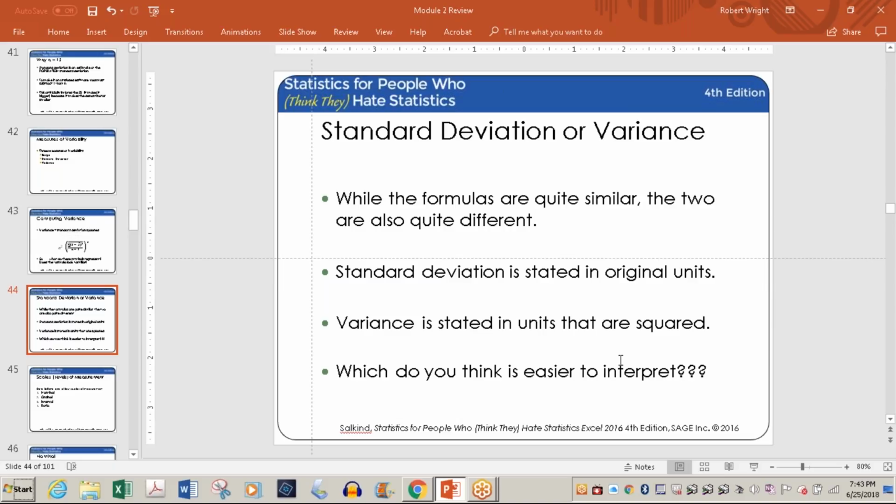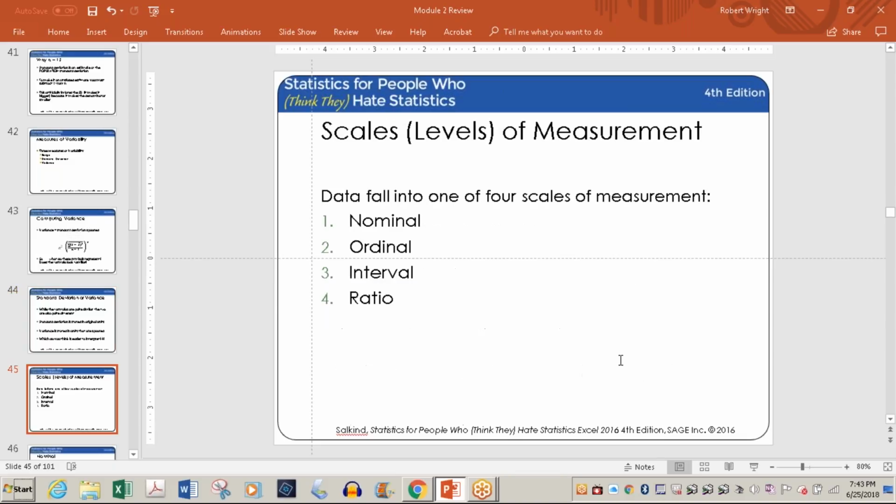Now, what do you think is easier to interpret when you're looking at standard deviation and variance? Variance. First of all, it's a larger number, okay? That probably makes it the easiest. Plus, you're not dealing with negatives and positives. You can just look at variance, and the higher the number, the more variance you have. So it's a little easier to understand.